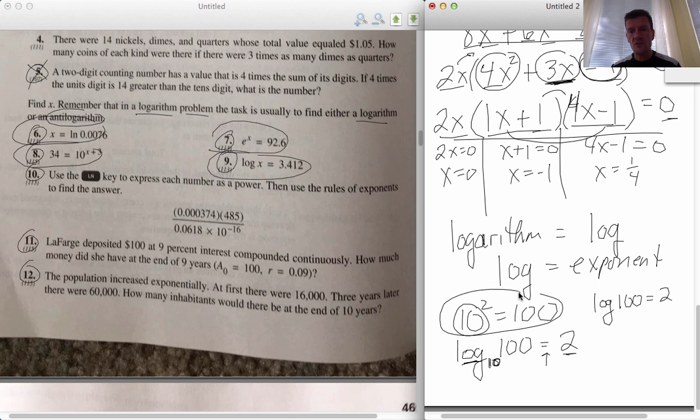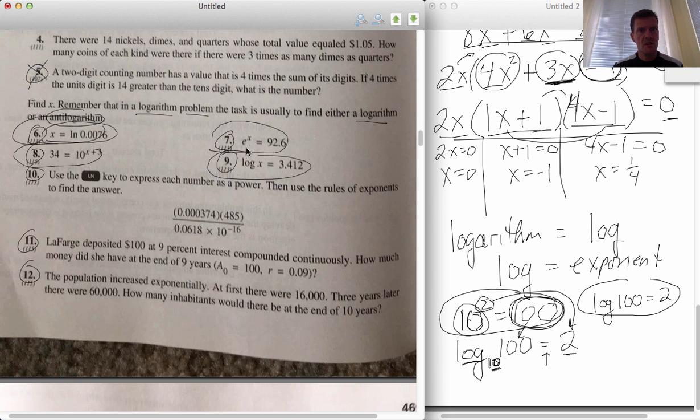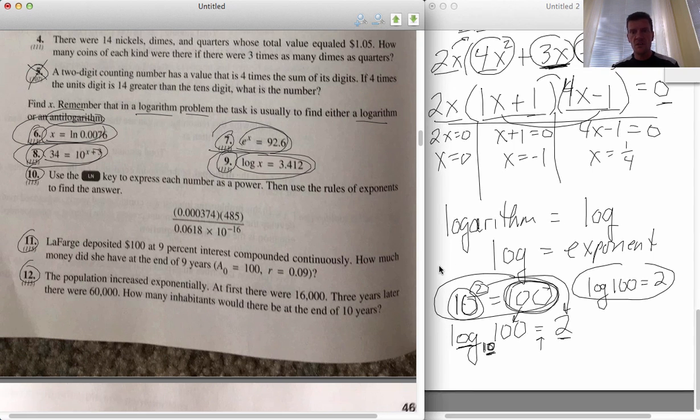So you have to be able to go from exponential form to log form. Notice the base is written as a subscript. The exponent is here, and that number is the number you're taking the log of. The log of 100 in base 10 equals 2. That's how you read it. So right here, this and this and this one, they're all dealing with logs. Even this one too, because it's a power, 10 to a certain power.